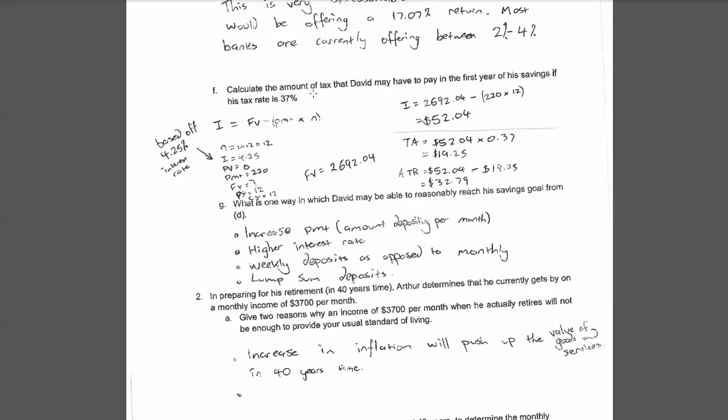Question F calculates the tax that David may be paying in the first year of his savings if his tax rate is 37%. Now this here is just a formula, so we're not working with that just yet. What we need to do is find how much he's saving over that first year of payments. So the N is just 12 because it's compounding monthly and his payments are going monthly. Then his interest rate is 4.25%, his PMT is 220, and we're just finding the future value here. So we've got the future value of 2,692.